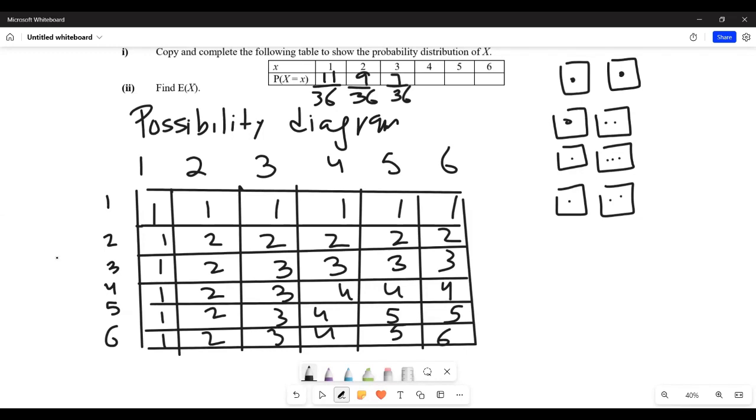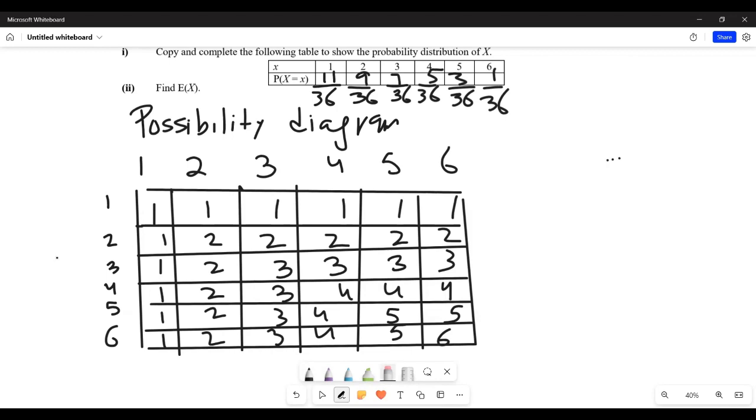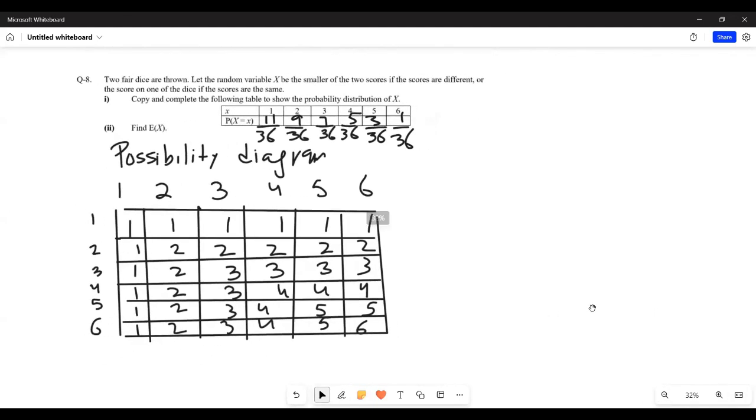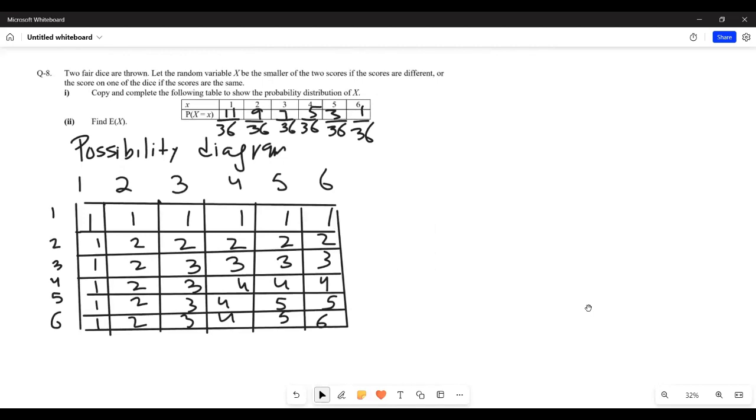Then 5 by 36. Then 3 by 36. And then 1 by 36. So by drawing the possibility diagram, we've made our job very, very easy. Otherwise, at least I won't be able to do it without using a possibility diagram. It would take me a long time.